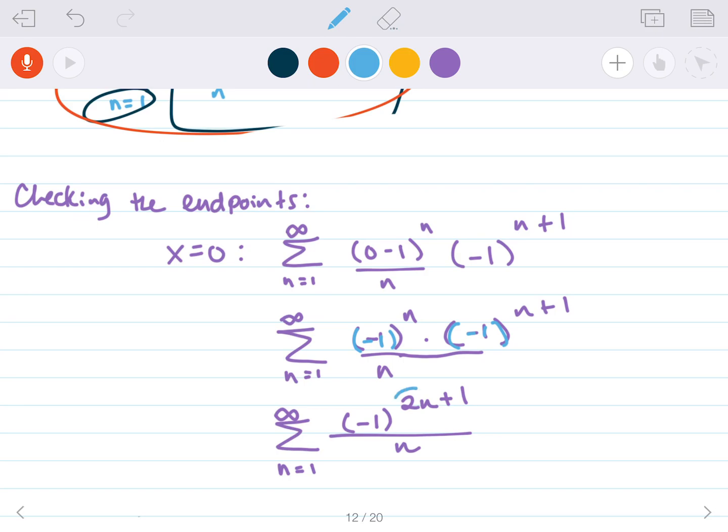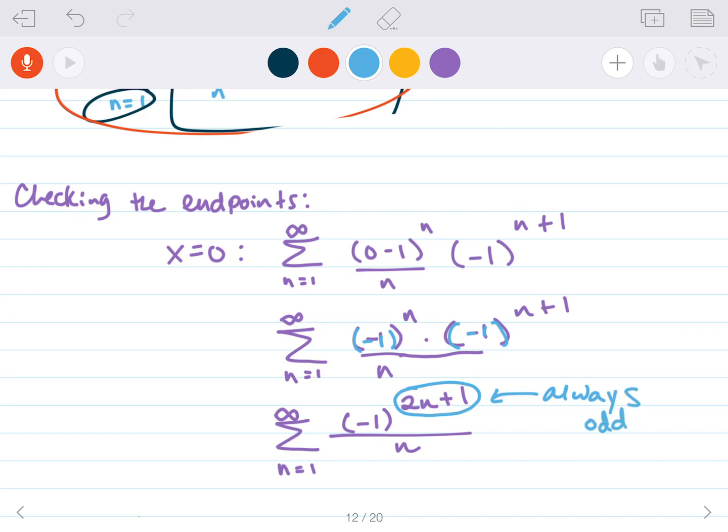Look at this exponent right here. Is this exponent ever going to be even for any value of n? Plug in n equals 1. What do we get? We get 3. Plug in n equals 2. We get 5. Plug in n equals 3. We get 7. It's always going to be odd. A negative number to an odd exponent is always going to be negative.